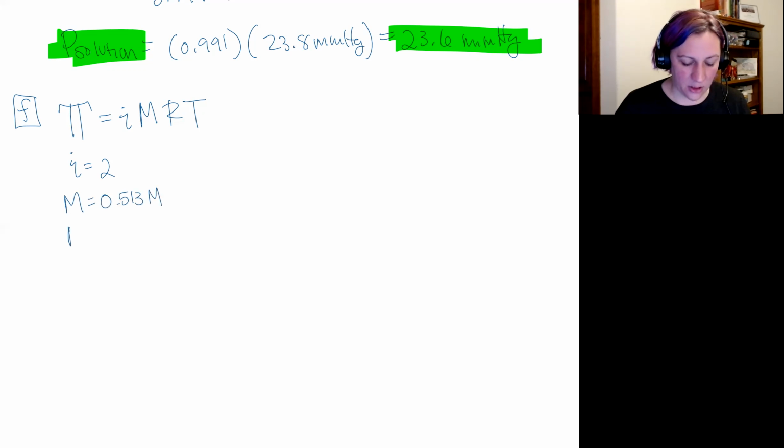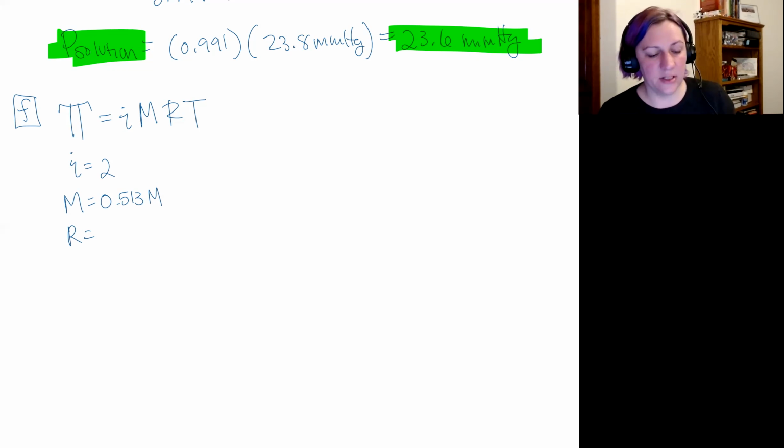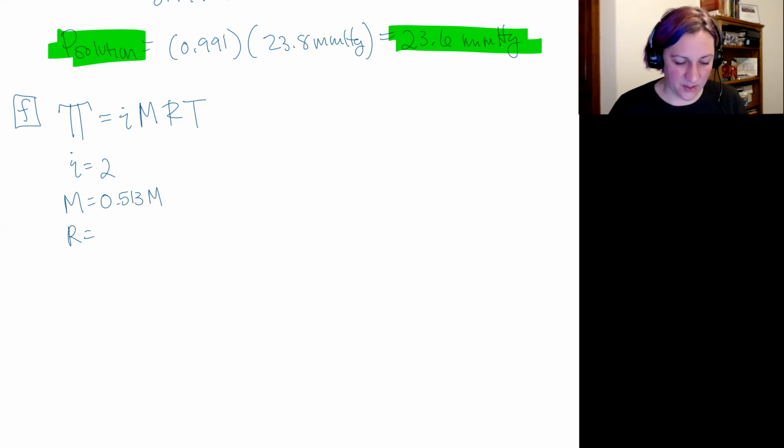Our R value, we need to use something that has atmospheres in it. So that way we calculate it in atmospheres. Although if you use a different one, like for millimeters of mercury, you could calculate it in millimeters of mercury. I just prefer atmospheres. I don't know why. So you could do 0.0821 or 0.08206, either one. Liters times atmospheres divided by moles Kelvin.